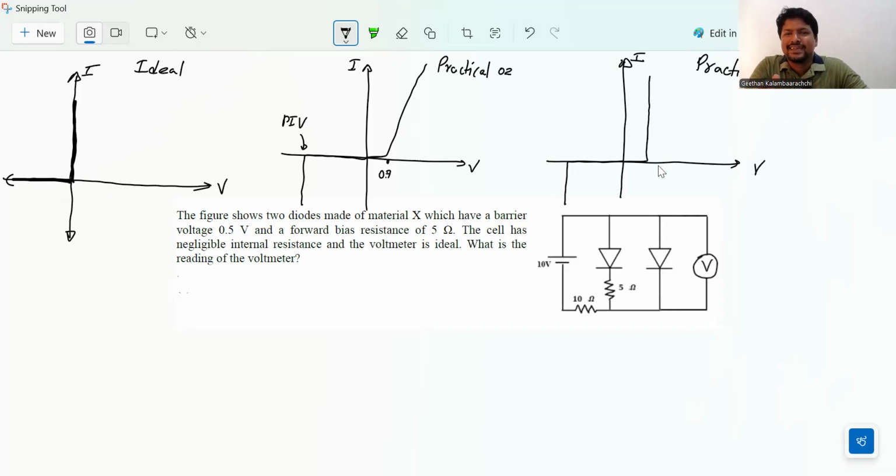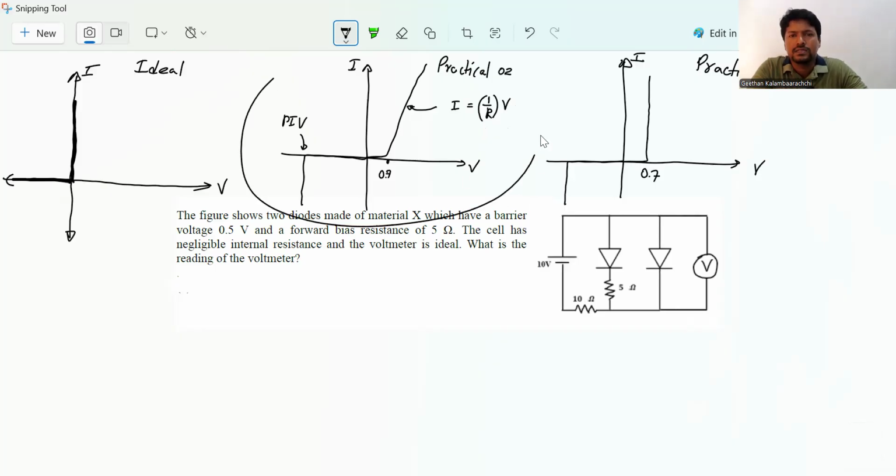Right? So if you get 0.7, you can send any amount of current. But this is the exact graph which shows us an inclination. So in the VI graph, if you have an inclination, I is equal to 1 over R into V. So if you have an inclination or a gradient, that means you have a resistance. Now this is called the forward bias resistance, right? So the question is asking about this.